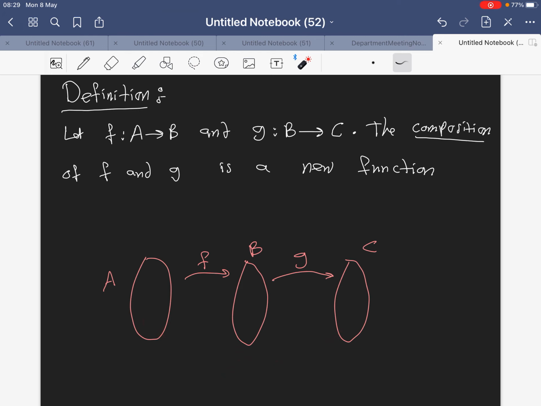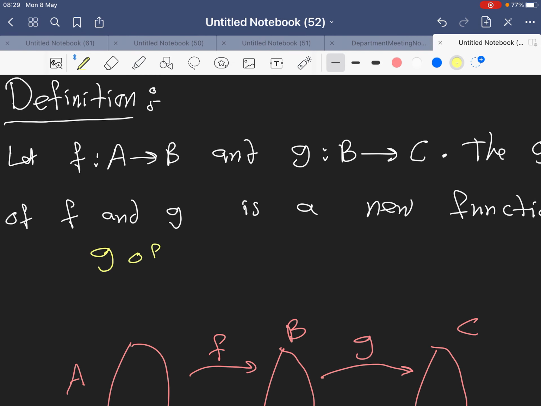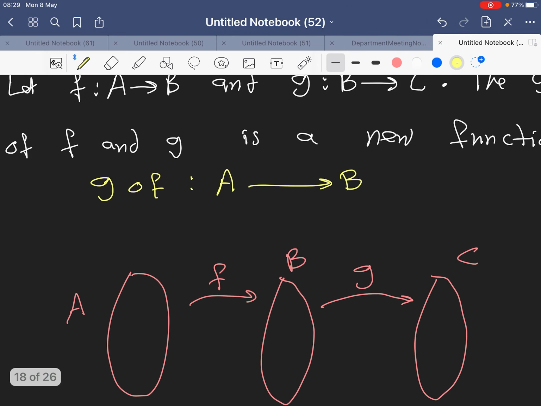f and g. So what is the composition of two functions? Of course, first of all it is a new function. We denote it by g circle f, and it will take as an input A and as an output C. Now let's see how this function will work.